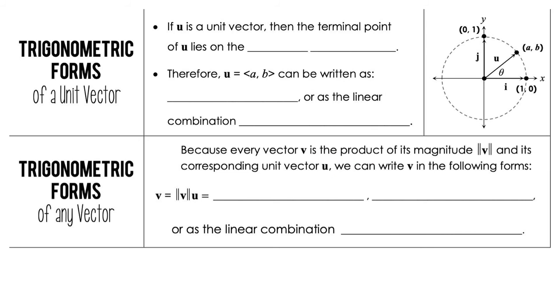Okay, now if u is a unit vector, then the terminal point of u lies on the unit circle. So notice how this is tying back into the unit circle.